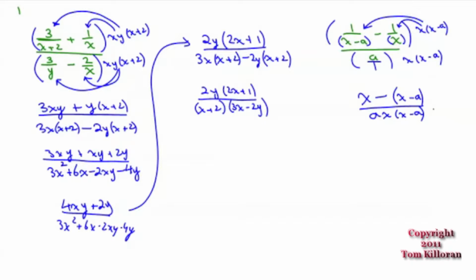What happens in the top? That's the cool part. X minus x would be 0. Negative times a negative? Positive. So you get an a in the top, an a times x, x minus a in the bottom. Am I done? No, the a's cancel. The a's cancel, what are you left with? 1 over x minus a.